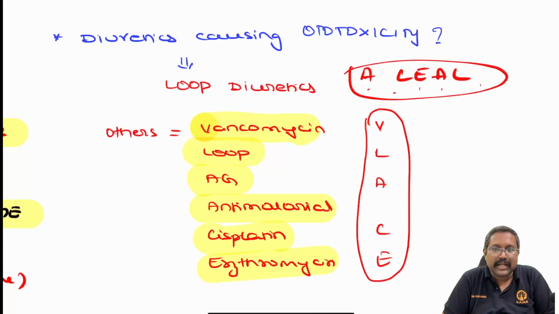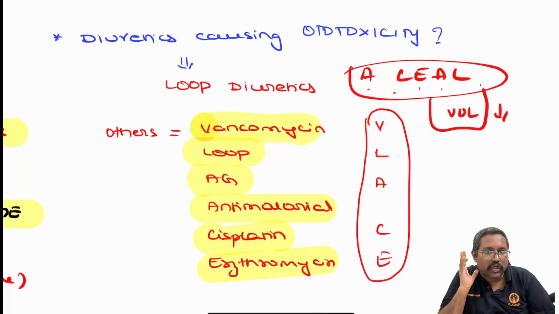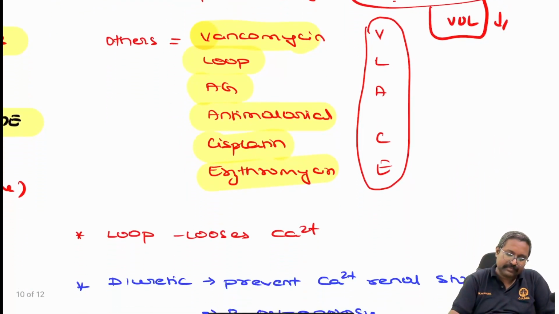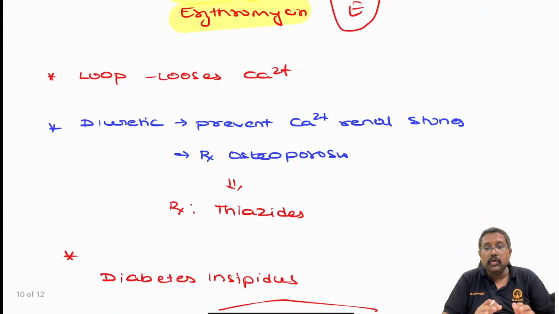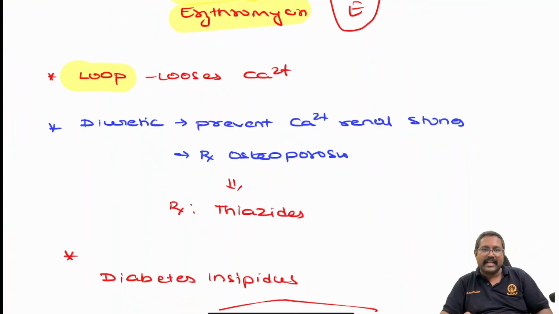And what will happen when you seal the ear? Volume will reduce, right? So V stands for vancomycin. Now, which is the diuretic which loses the calcium? It is the loop diuretic that loses the calcium.